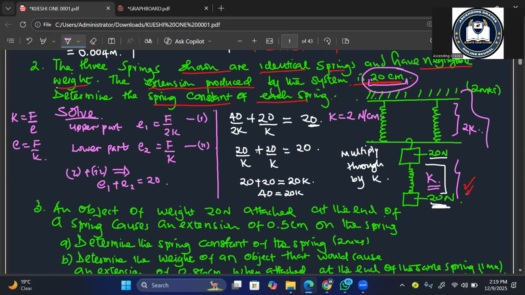So, in other words, in SI units, 2 Newton per centimeter will be the same as 200 Newton per meter. So, just multiply by 100 or you divide by 0.01. So, that part will be solved.